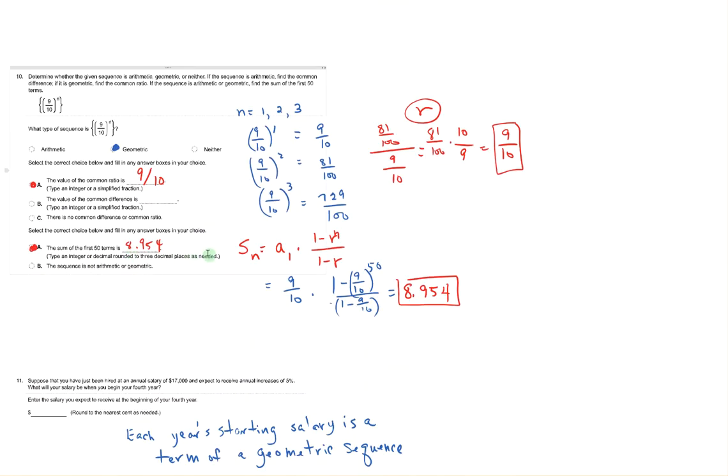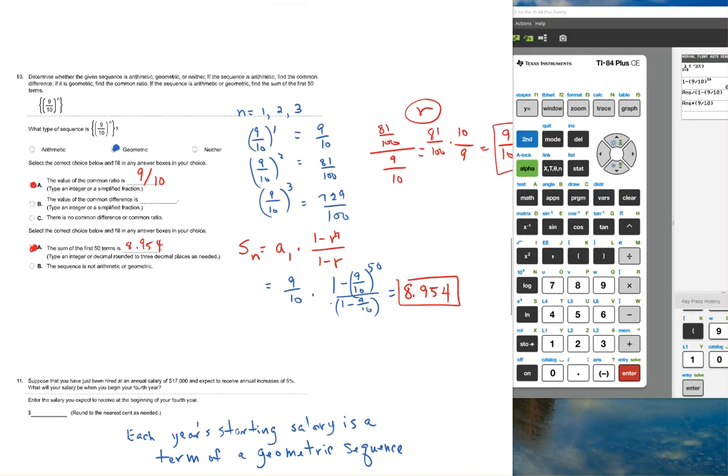Number 10. This is a little bit complex here. Let's kind of go through this one. We're supposed to determine whether this is arithmetic, geometric, or neither. If it is arithmetic, find the common difference. If it's geometric, find the common ratio, and then find the sum of the first 50 terms.